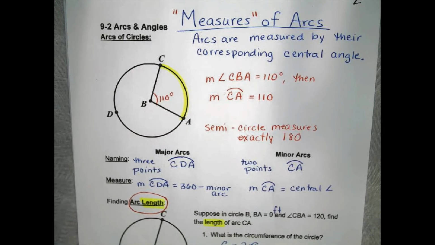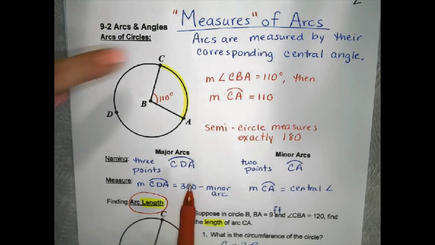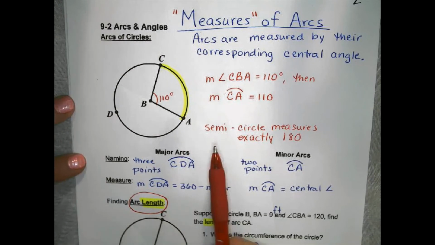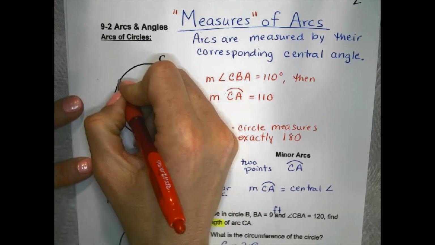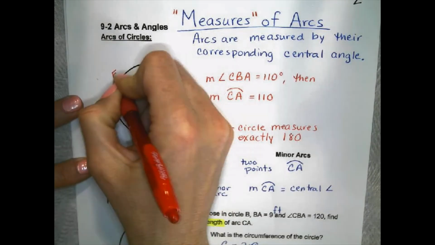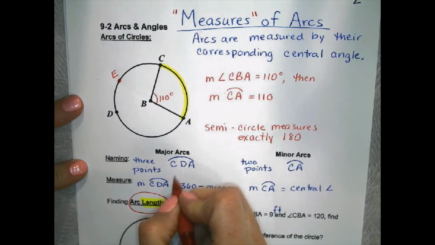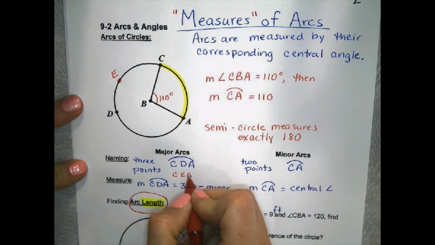It does not matter which points on the circle you use to name a major arc as long as you have the beginning and end points and any other point. So if I happen to have another point on this circle, such as point E, this very same arc could also be named arc CEA. They would be two names for the same arc.